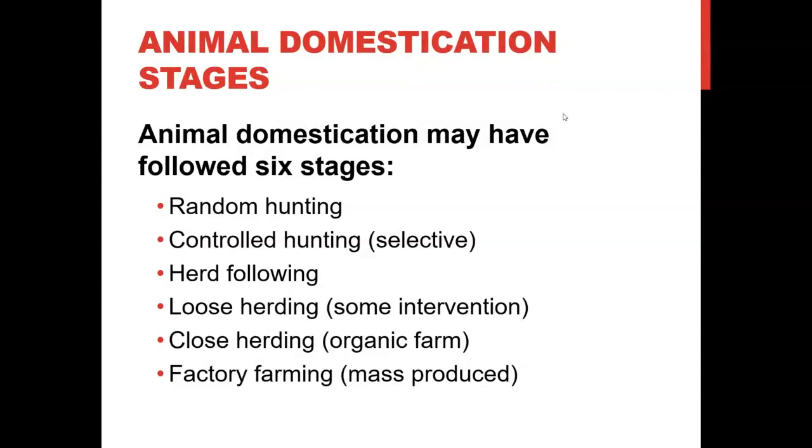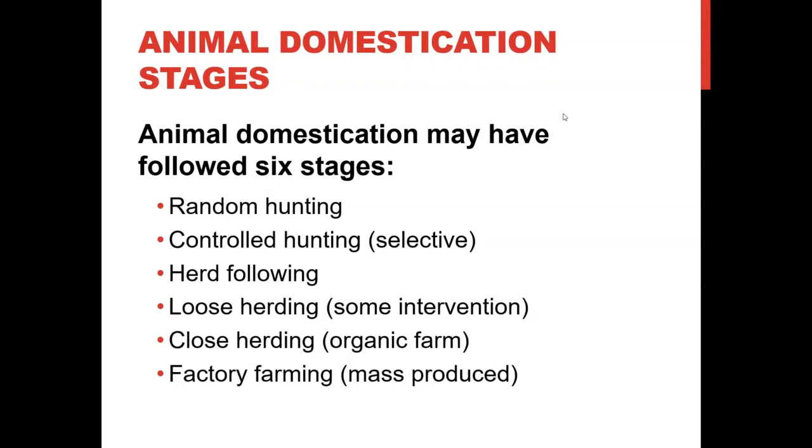All right, animal domestication stages. Animal domestication may have followed 6 stages: random hunting, controlled hunting, herd following, loose herding, close herding, and factory farming. Random hunting, exactly what it sounds like. Hey, there's a deer, let's go kill it, right? Controlled hunting is just a more selective process. Like, hey, you know what? That deer does not look that big. I'm going to let it grow up before I kill it.